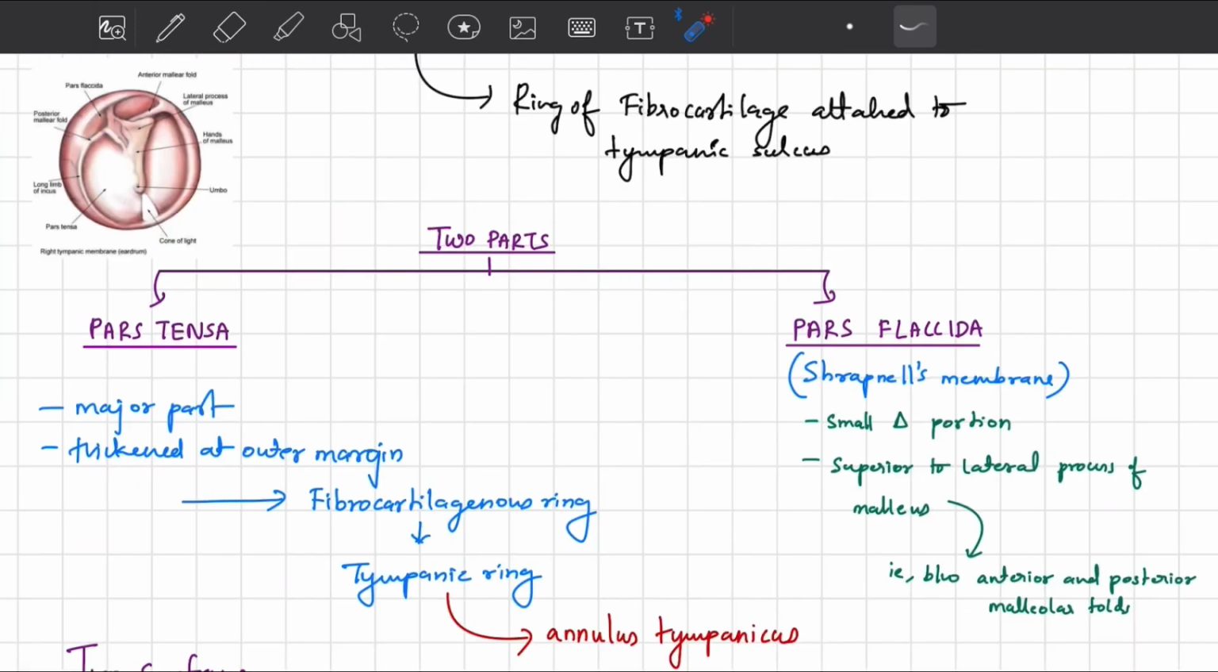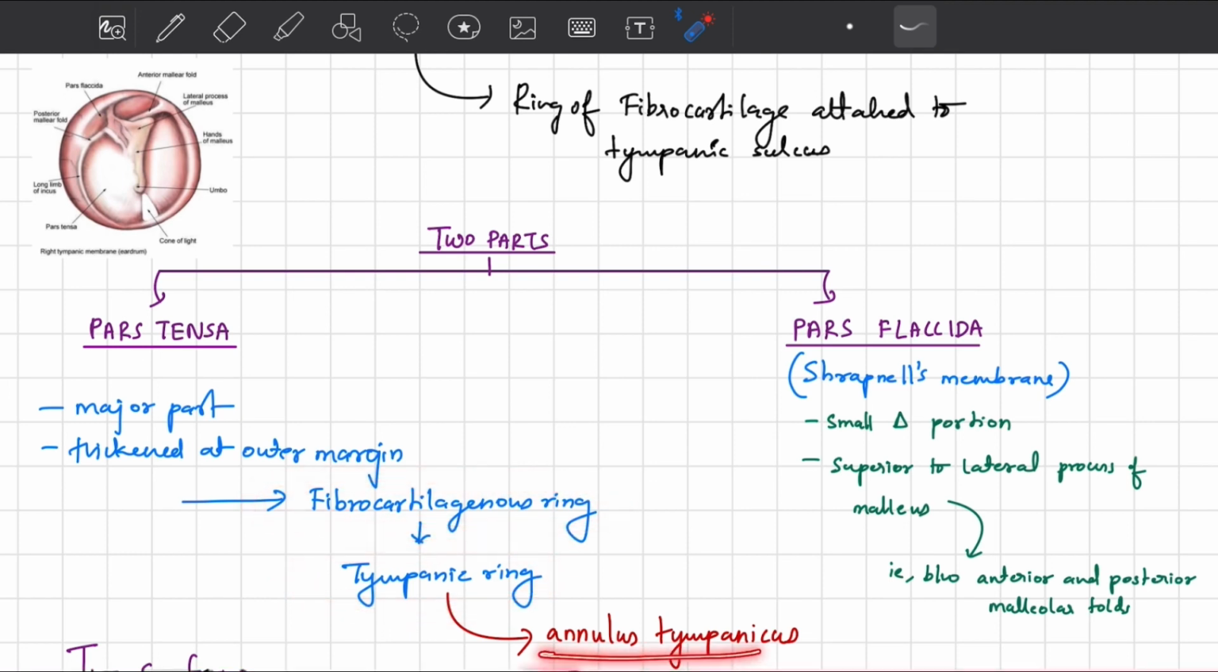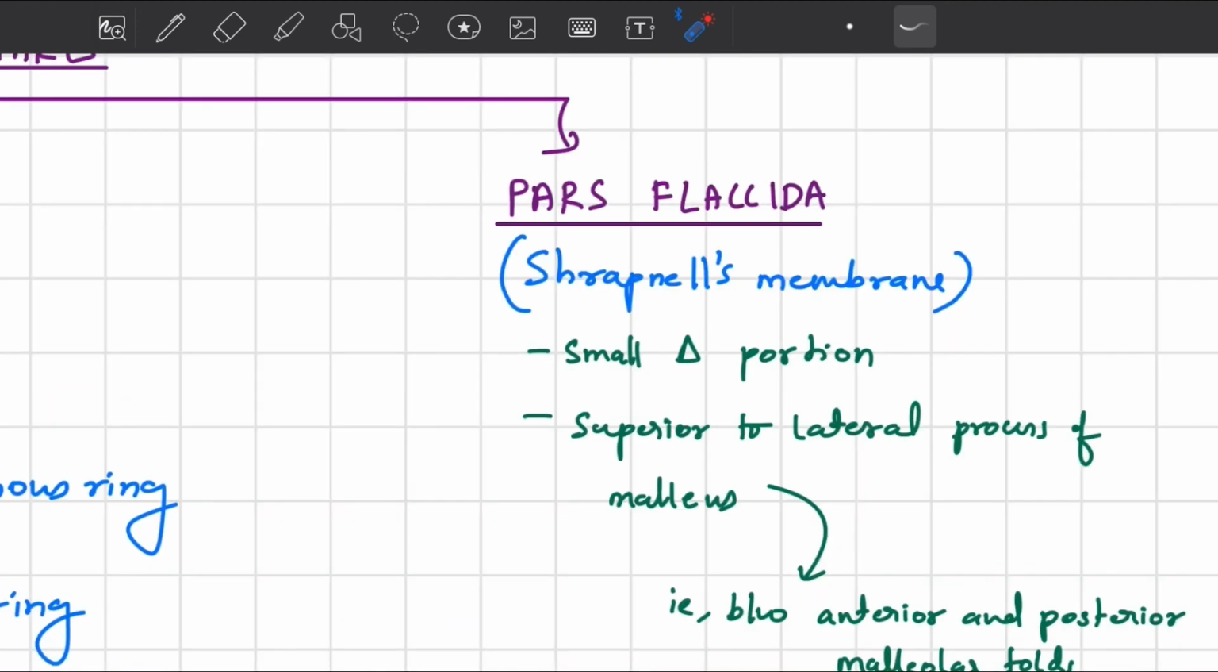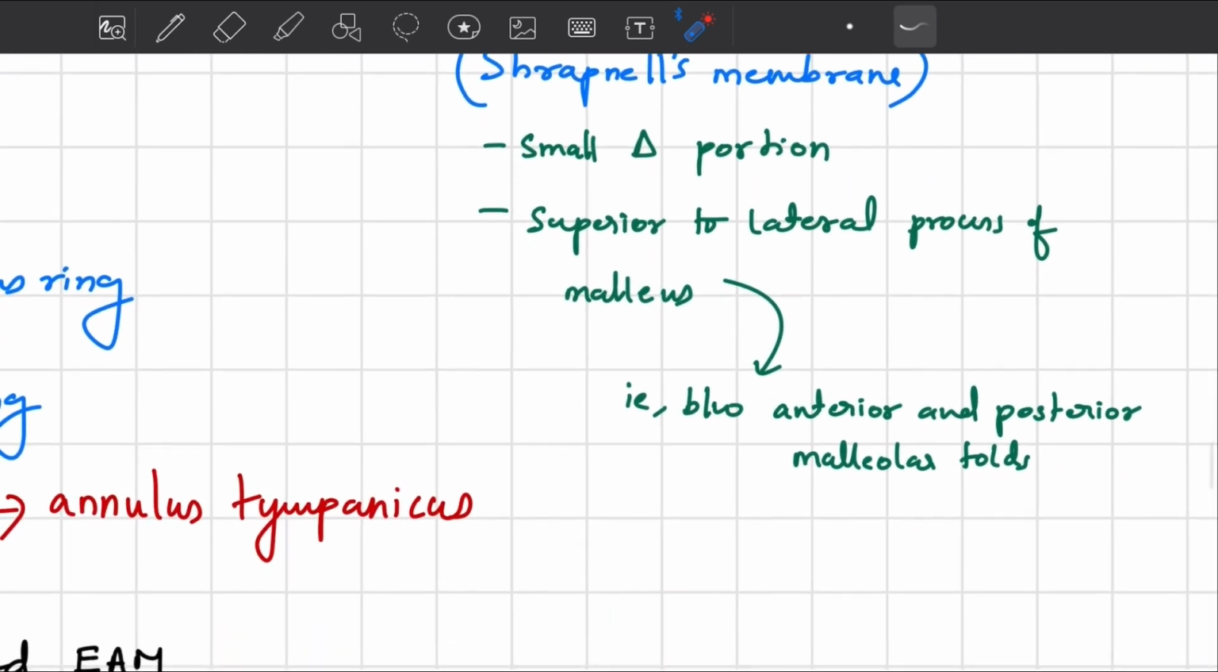The tympanic membrane consists of two parts, the pars tensa and the pars flaccida. The pars tensa is the major part, as we have already discussed. The pars flaccida is the minor part. The pars tensa thickens at the outer membrane margin to form a fibrocartilaginous ring called the tympanic ring, otherwise called the annulus tympanicus. The pars flaccida is also known as Shrapnell's membrane. It is a small triangular portion superior to the lateral process of the malleus, between the anterior and the posterior malleolar fold.